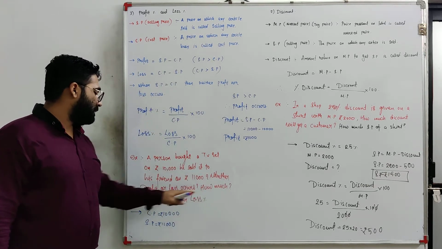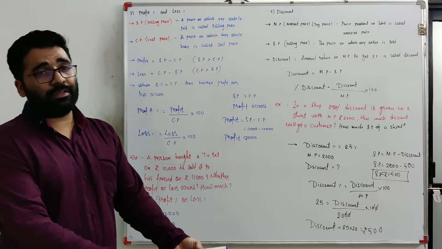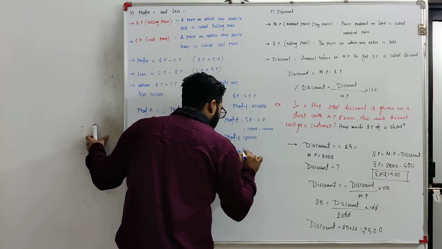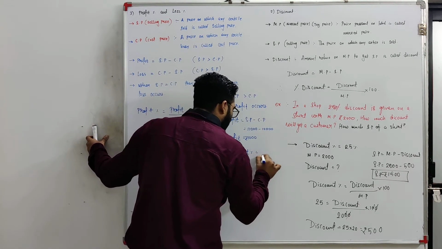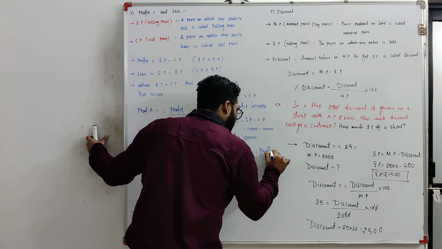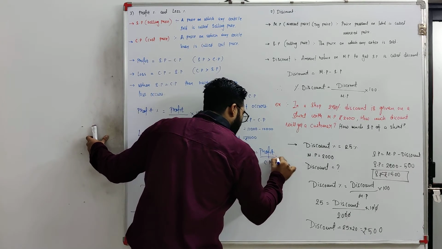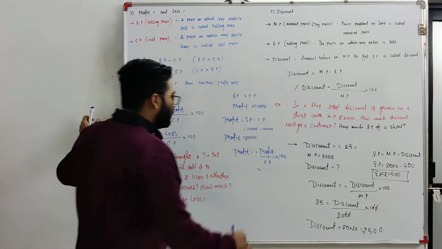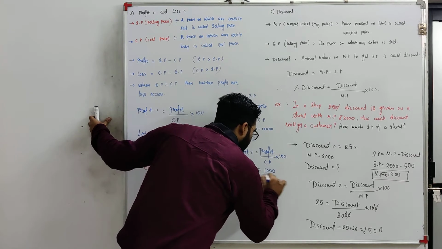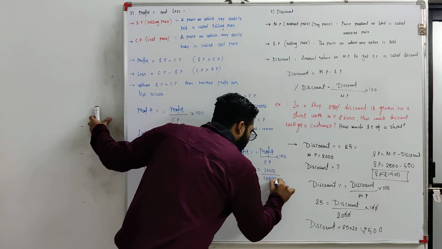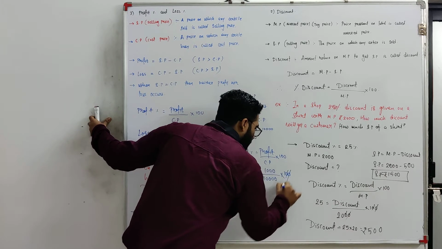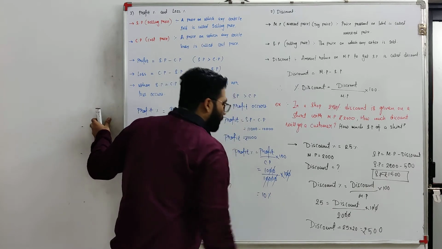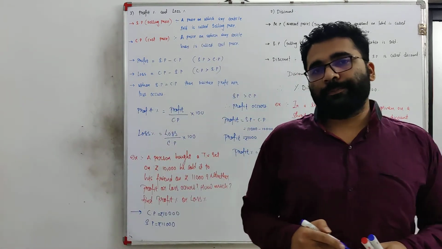Now if the profit occurs, then find the profit percent. If loss occurs, then find the loss percent. So I want to find the profit percent. So what is the profit percent? We can say that profit percent is equal to profit divided by cost price into 100. So profit is equal to 1,000 divided by cost price 10,000 into 100. So the zeros cut, and it is 10% profit that occurs to the person.